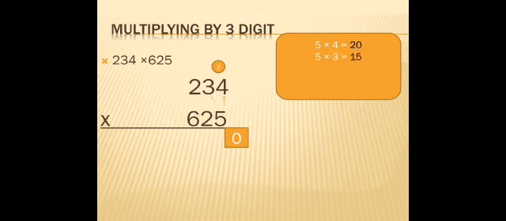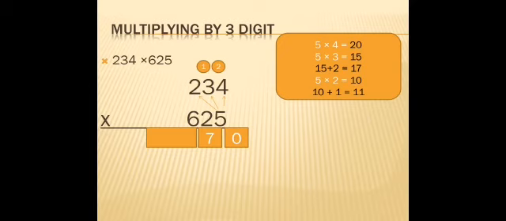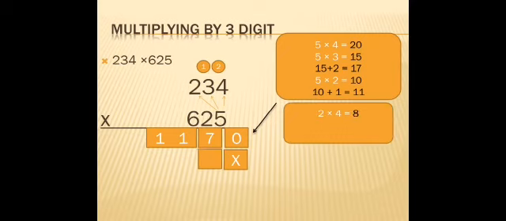Then 5 3s are 15. 15 plus 2 is 17. 7 you will write here, and 1 will be carried away. Then 5 2s are 10. 10 plus 1 is 11. 11 you will write whole because you don't have any number to carry the 1 to. Then it's the turn of 2, and you have to do the same for the digit 2 as well, but before that you have to put a cross. Then 2 4s are 8. Then 2 3s are 6, and 2 2s are 4.